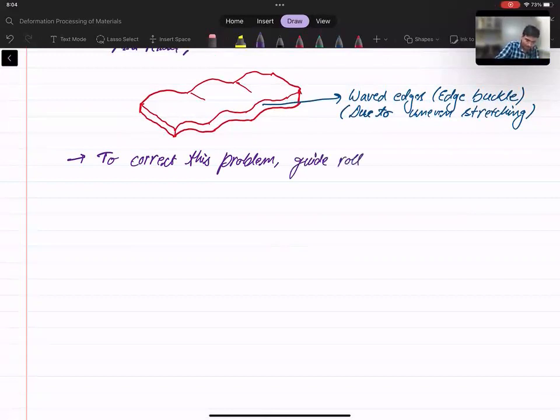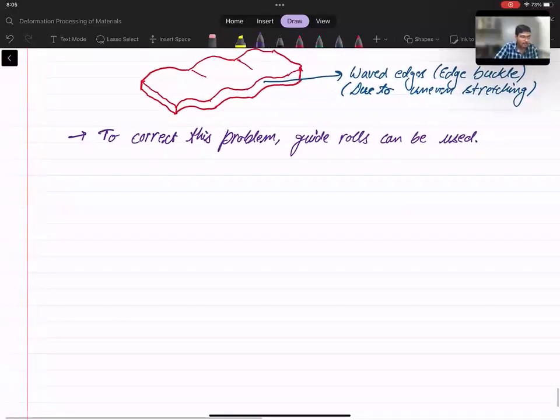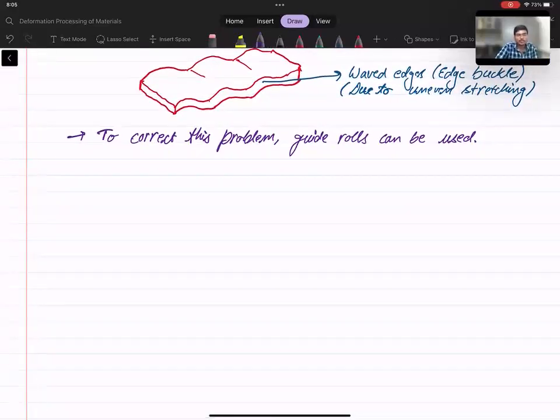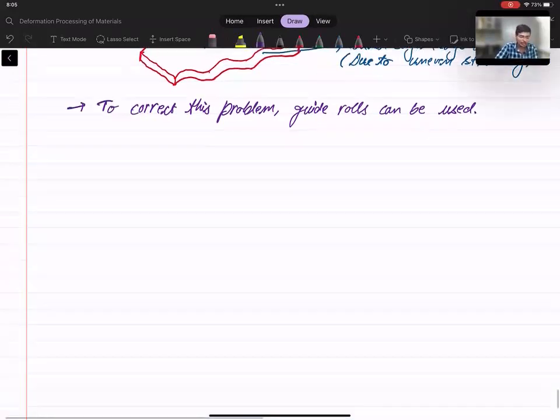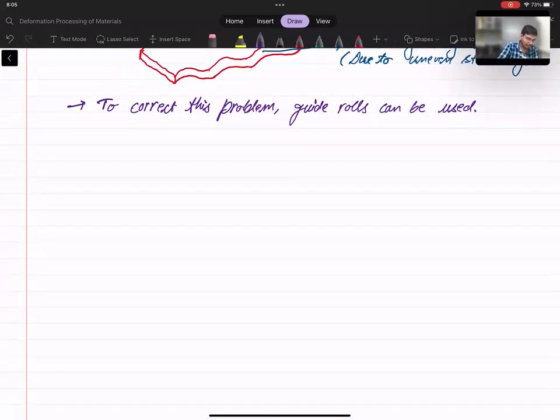Guide rolls can be used. Okay. So this was the very first problem which we have seen. Also, sometimes it may happen that this type of defect may further lead to another defect, which creates sort of stretcher marks or short cracking onto the surface of the material, and that will appear like, we can say, some other defect or second type of defect.